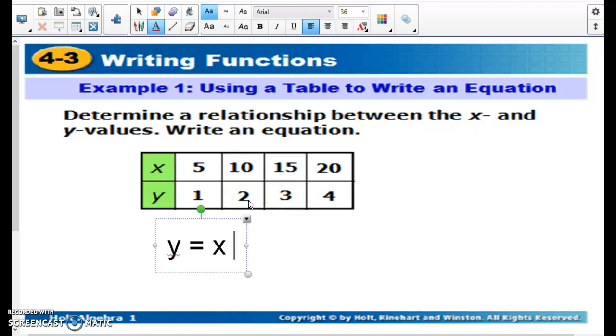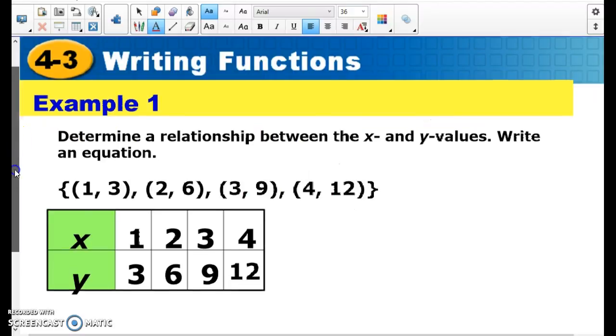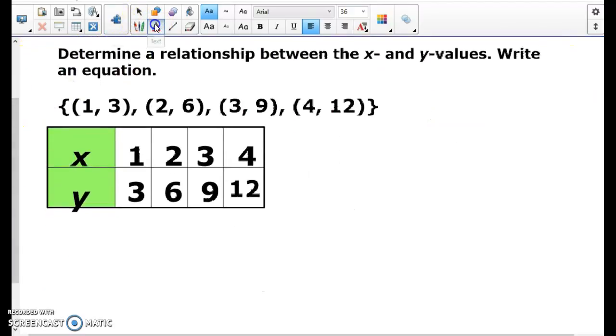And the one that would work for all of them is x divided by 5. So 5 divided by 5 is 1, 10 divided by 5 is 2, 15 divided by 5 is 3, and 20 divided by 5 is 4. So you're writing the rule that works for all of them. If I have something like this, same thing. I need to make sure I'm looking at what works for all of them. It could be adding, subtracting, multiplying, dividing. So again, you just got to try out different ones.